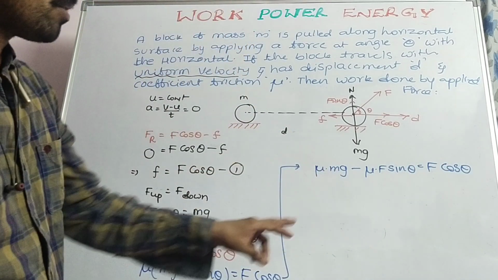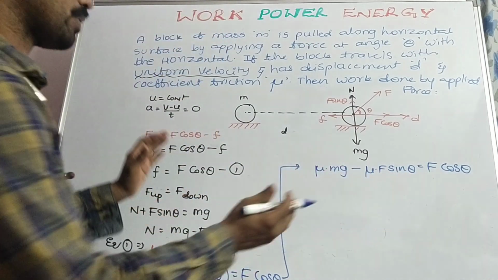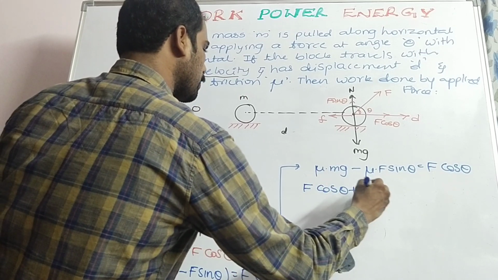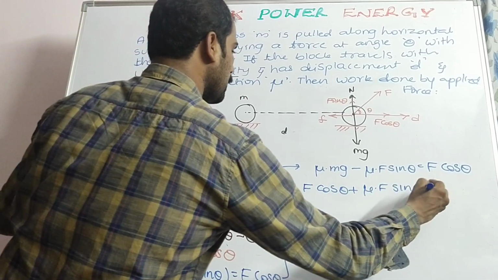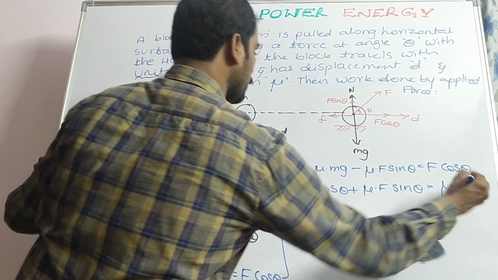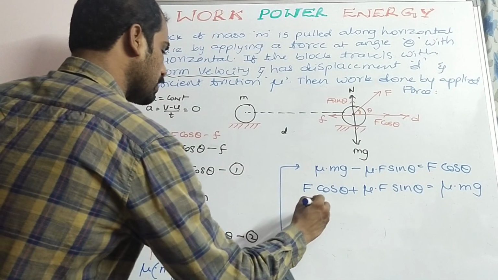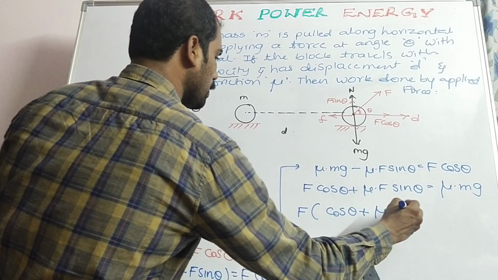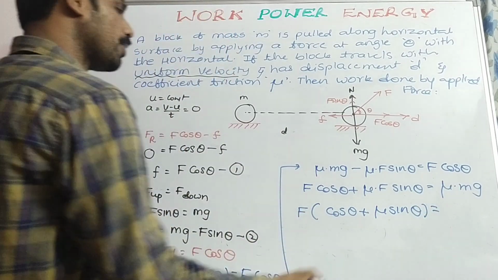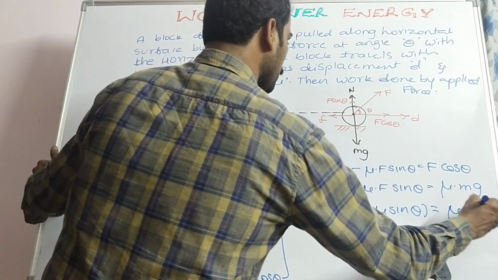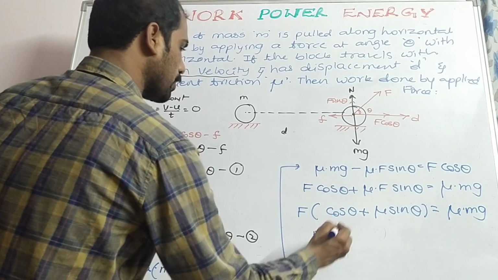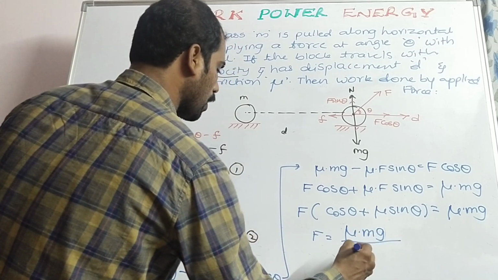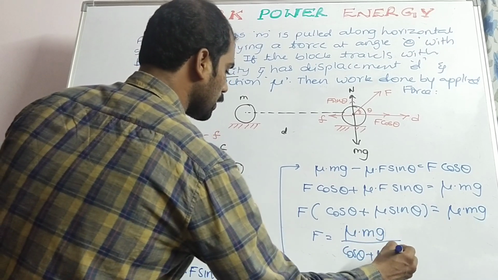Now here we have the force terms, so we have to write the F terms on one side: F cos theta plus mu into F sin theta is equal to mu into mg. By keeping F as constant, F into (cos theta plus mu into sin theta) is equal to mu into mg. Now force F can be written as mu into mg by (cos theta plus mu into sin theta).